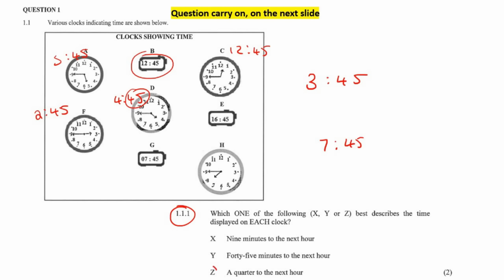Okay, so Z is going to be the correct answer. You're going to say a quarter to whatever the next hour is. You wouldn't say 45 minutes to the next hour, and you definitely wouldn't say 9 minutes to the next hour. Okay, so Z is the answer there.